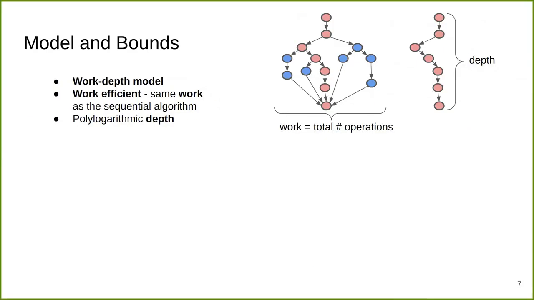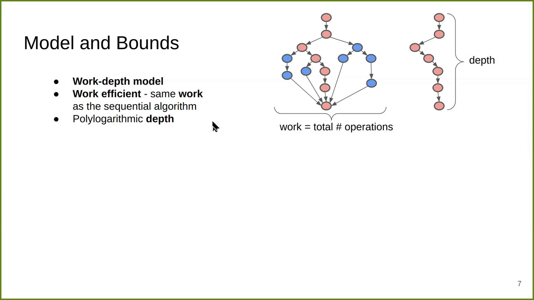Here's our theoretical model for parallel algorithms. We use a work and depth model where we use a directed acyclic graph to represent an algorithm. Each of the nodes in the graph represents an operation in the algorithm, and each of the directed edges represents a dependency. If 2 operations don't have a dependency between them, they can be executed in parallel by a parallel scheduler. The work refers to the total number of operations in such an algorithm, and the depth refers to the length of the longest dependency chain.